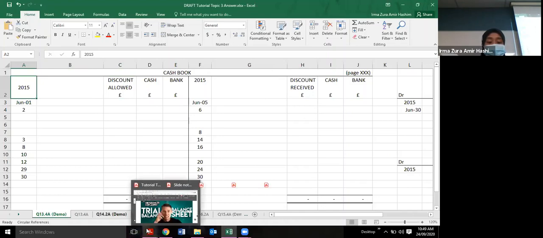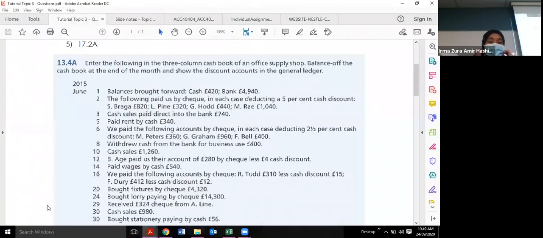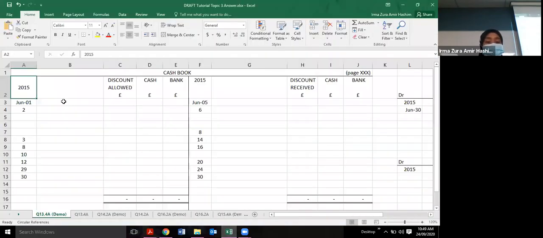Okay, now let's look at the question. Okay, so June 2015, June 1st, balance brought forward cash for 20, bank 4940. Okay, so balance brought forward. So this is what we call balance b/d. So it is always on the debit side because these are assets. Okay.